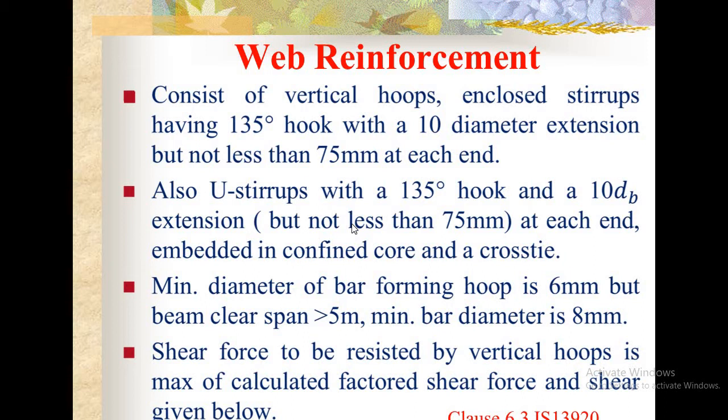Also use stirrups with a 135 degree hook and 10 times the diameter of bar extension at each end embedded in confined core and a cross tie. Minimum diameter of bar forming hoop is 6 mm, but for beam clear span greater than 5 meter, minimum bar diameter is 8 mm. Shear force to be resisted by vertical hoop is maximum calculated factored shear force and shear given below.